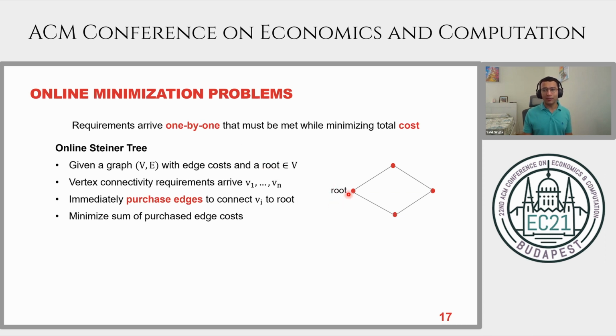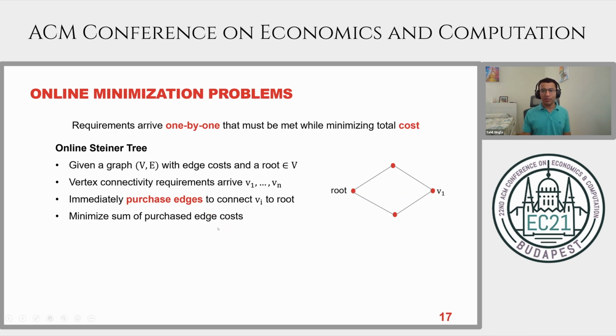You're going to get requirements one by one. A requirement is nothing but a vertex. I tell you some vertex, and your goal is to immediately connect that vertex to the root by purchasing a subset of the edges. The goal is to satisfy all these requirements, all these vertices that arrive, to connect them to the root immediately while minimizing the sum of the total purchase costs.